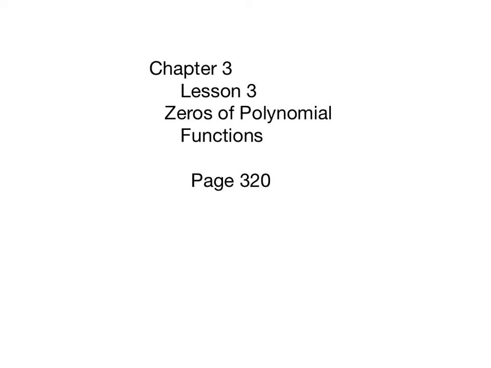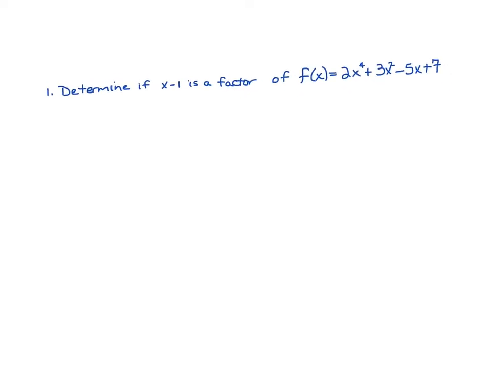So today we're going to cover section 3 of chapter 3, and today we're going to be finding the zeros of polynomial functions. Another way you could say this is to find the x-intercepts. So whenever they say find zeros, find x-intercepts, solve, find the roots, what we're doing is trying to find where our graph is going to touch the x-axis.